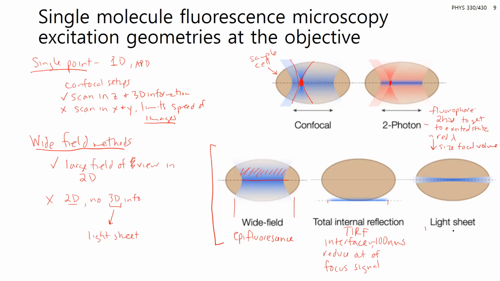And that's this last one shown here, which is somewhat specialized, where you have an objective on the side focusing light through your sample in a sheet, hence the name. This is going to be somewhat thicker, I'd say about 500 nanometers or so. And then you have another objective on the other side detecting that fluorescence.